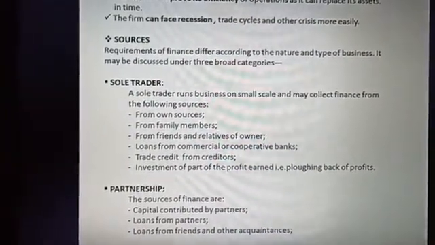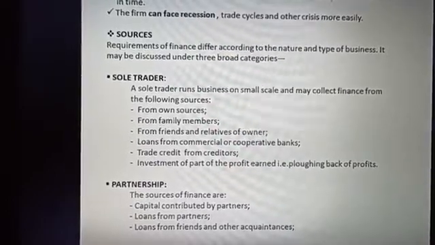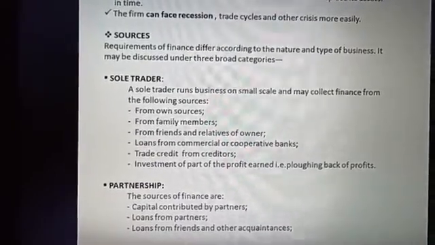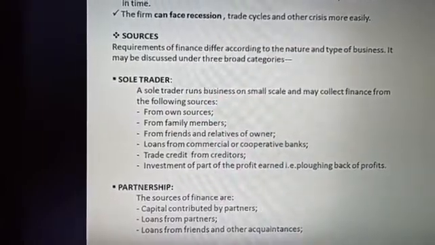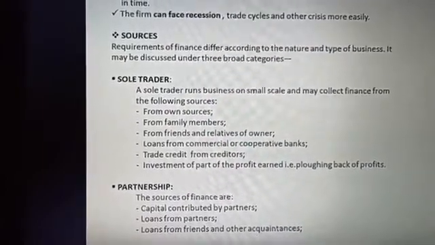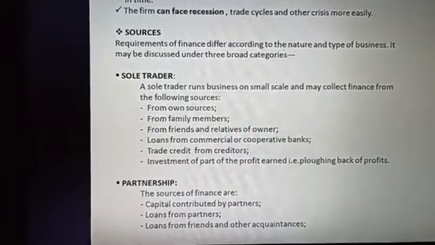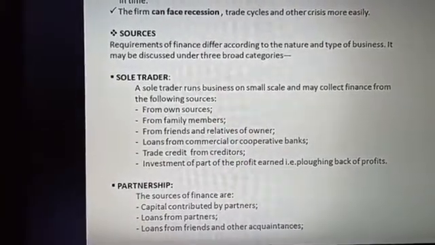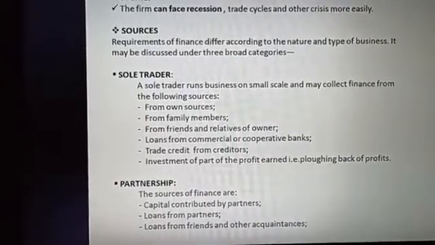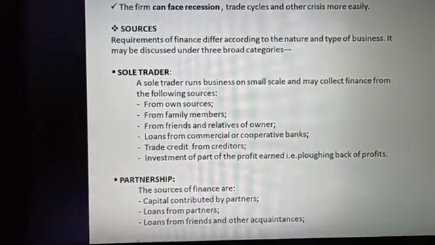Number four, the firm can improve its efficiency of operation as it can replace its assets in time with proper finance. Number five, the firm can face recession, trade cycles and other crises more easily with adequate finance.